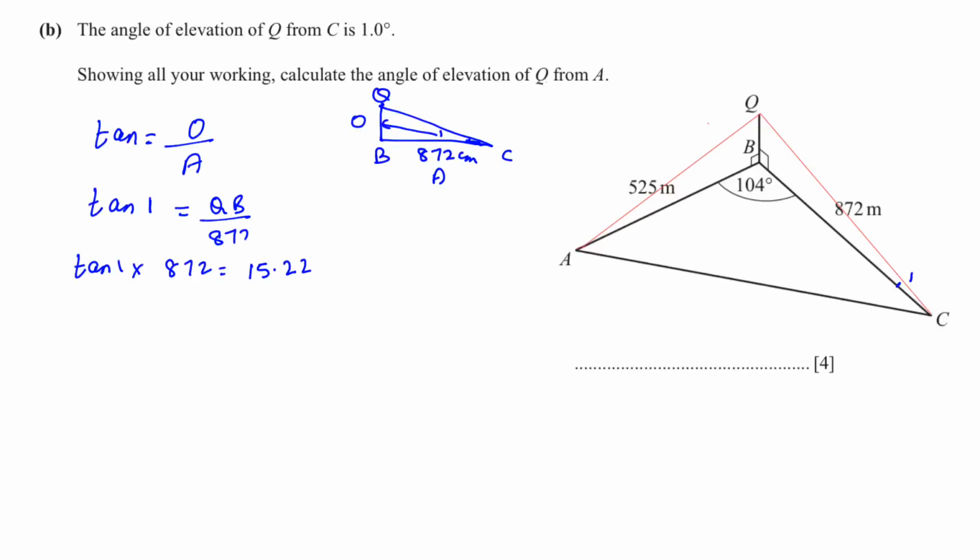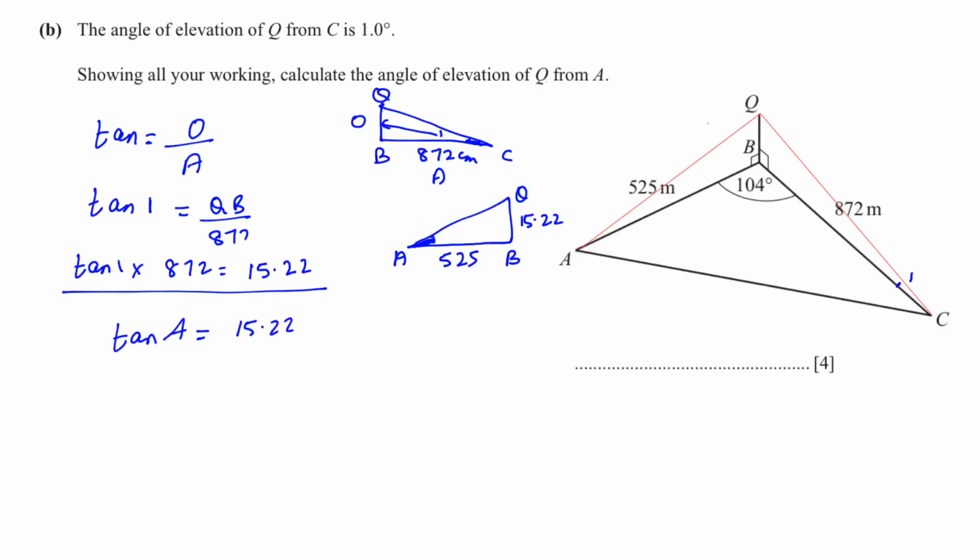So we found QB. Now we'll make another triangle. This is Q and B, 15.22, and AB is 525. We need to find the angle QAB. Again, what has been given to us? Opposite and adjacent. So we are going to use tan for the second time. Tan A is equal to opposite, which is 15.22, over adjacent, which is 525.